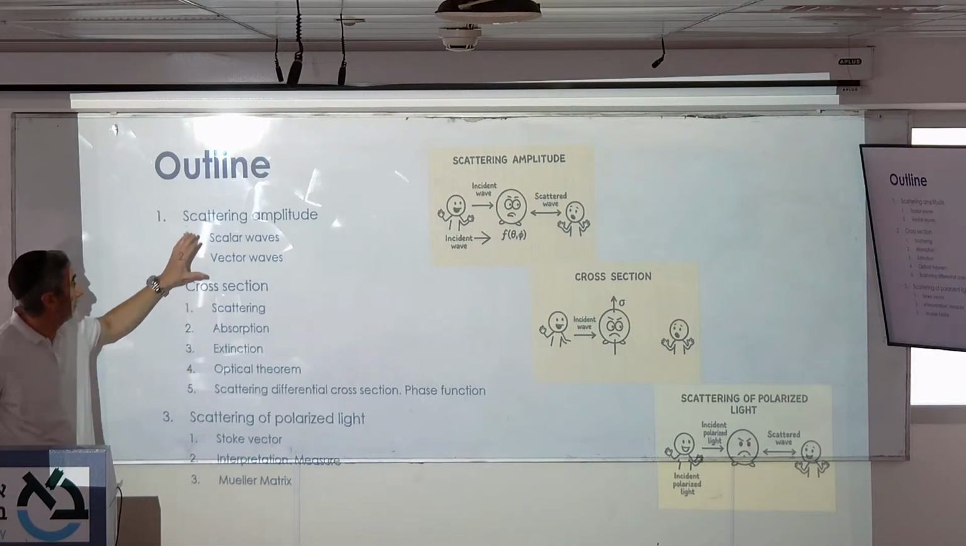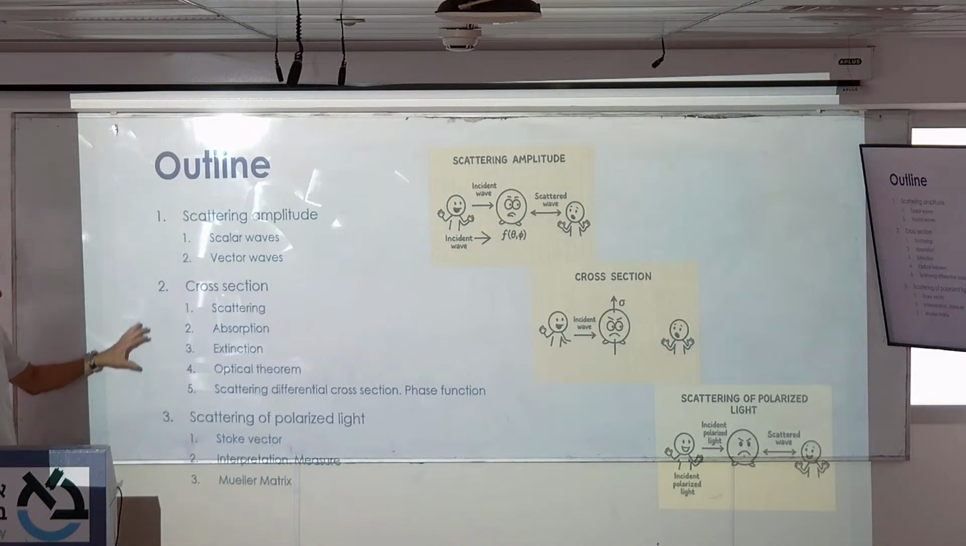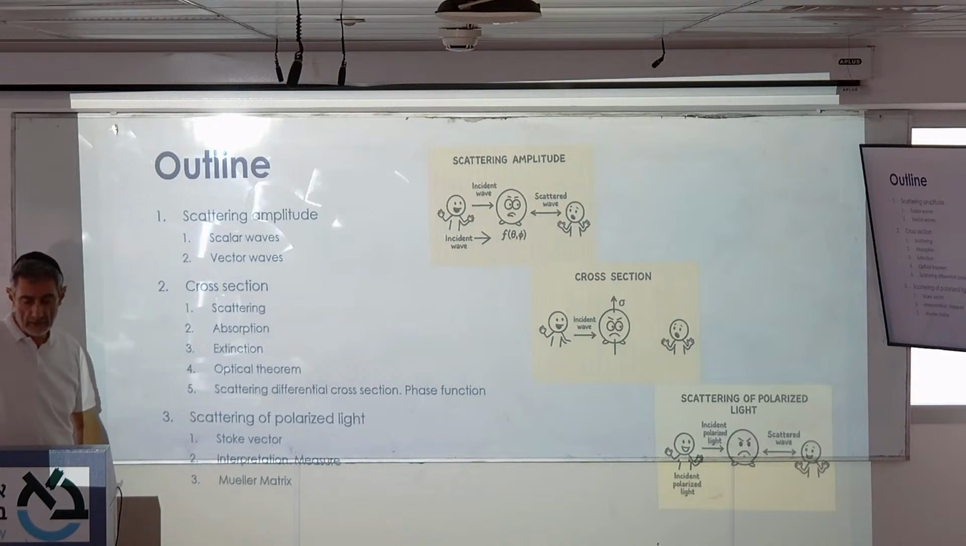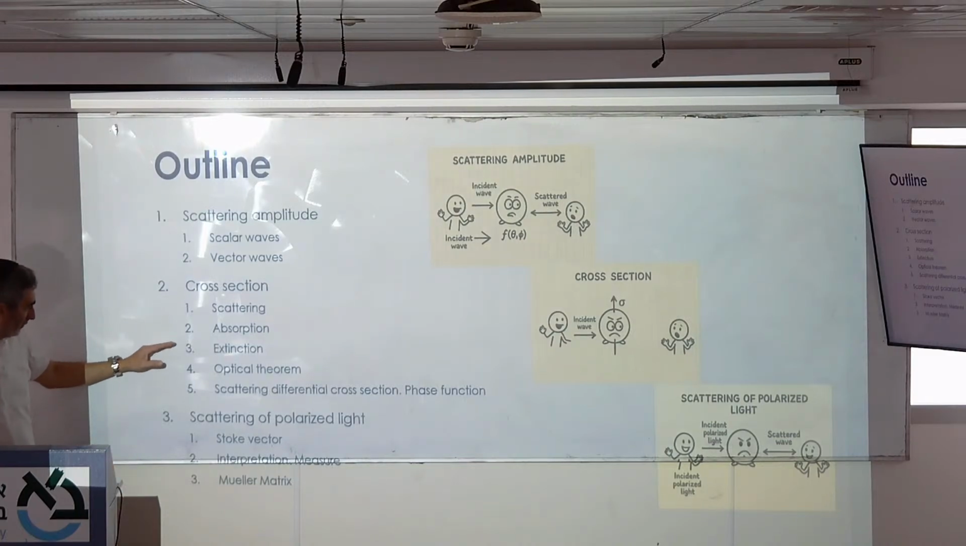So that's the scattering amplitude. Then I will explain what is the cross section. So the cross section is a measure of how much light has been lost in the scattering process. Okay, I don't go into the subtleties here.